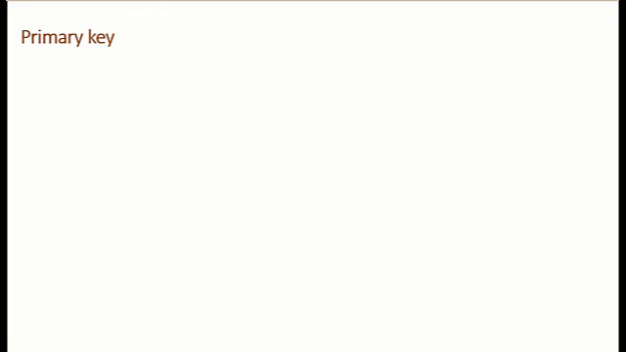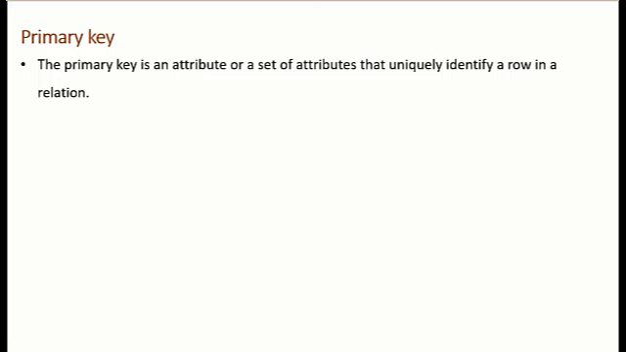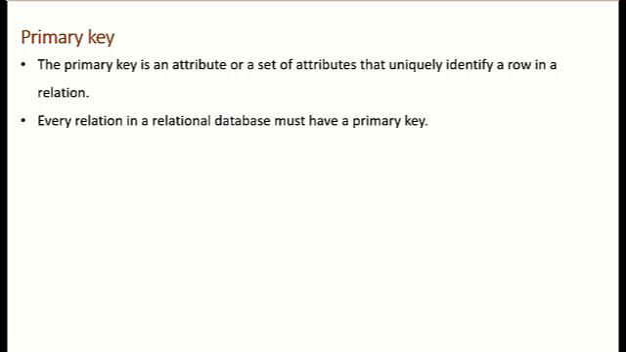The first key is the primary key. The primary key is an attribute or a set of attributes that uniquely identifies a row in a relation. It means a primary key can be a combination of attributes or a single attribute, and the purpose of a primary key is to uniquely identify a row in a table. Every relation in a relational database must have a primary key.